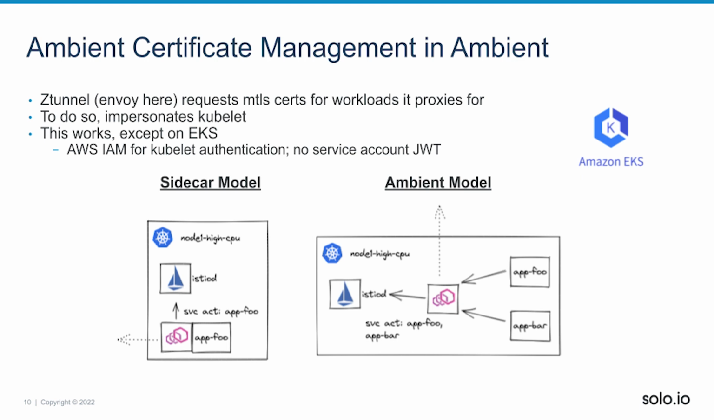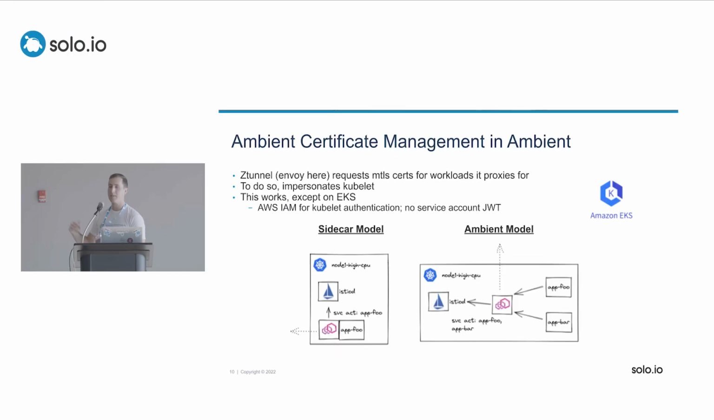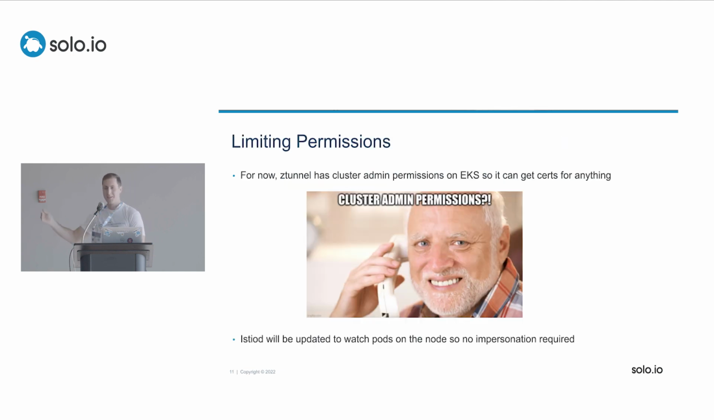Now, the problem, where we're getting back into platform-specific things, is that impersonating the kubelet is possible on GKE, the way the kubelet was configured. GKE owns the kubelet. In EKS, it uses IAM for authentication. We can't just impersonate it. So there needs to be changes to the Istio-D certificate model so that we can support this, and this is future, up-and-coming work. Right now, it works on EKS because the Z-tunnel has admin permissions, but that's not the long-term solution, right?